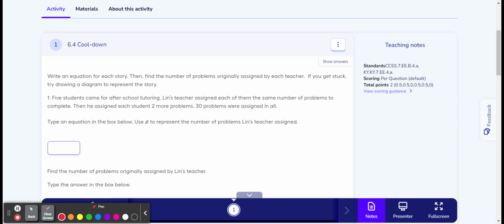So let's read, and underline important stuff always. 5 students came for after school tutoring. That's something I will underline. 5 students. Lynn's teacher assigned each of them the same number of problems to complete. Also something I will underline. And then he assigned each student 2 more problems. That's something I would underline. Oh, that's a bad underline. Can I erase? Okay, 2 more problems.